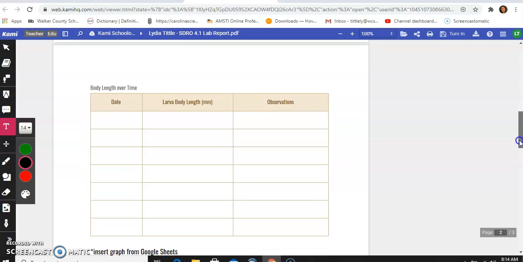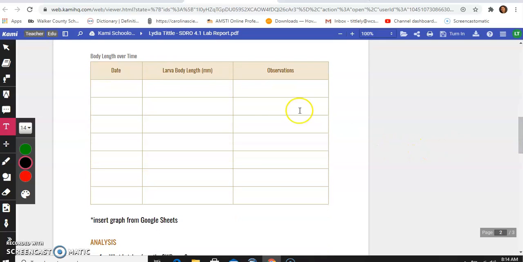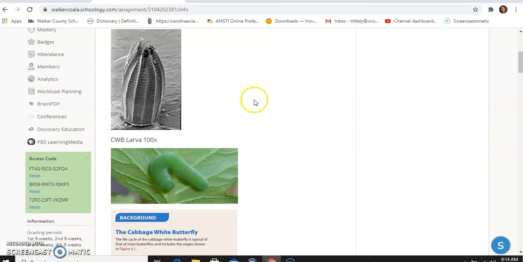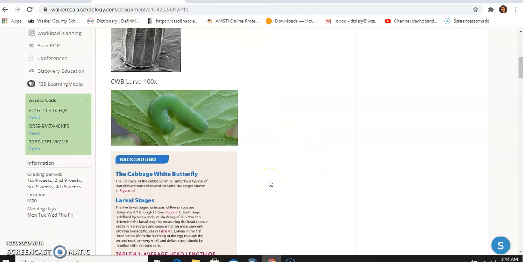For the next part of our data, we're going to have to gather some information about the cabbage white butterfly or the cabbage white larva's body length over time. So we would be measuring the caterpillar stage or the larva stage over time. So there's a few things on your lab report or on your assignment that can help you with that. So I'm going to go back to the assignment and keep scrolling down.